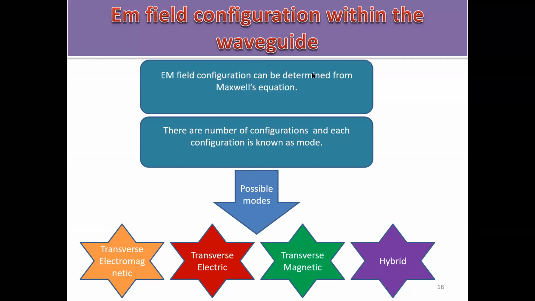EM field configuration can be determined from Maxwell's equations. We can determine the electromagnetic field configuration from Maxwell's equations. And there are a number of configurations, and each configuration is known as a mode. Possible modes are transverse electromagnetic, transverse electric, transverse magnetic, hybrid. These are the modes. Okay, we'll discuss it later. So to find out the mode, we have to follow Maxwell's equations, and we can find out the electromagnetic modes.